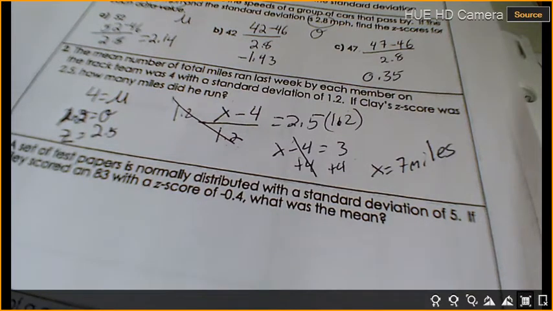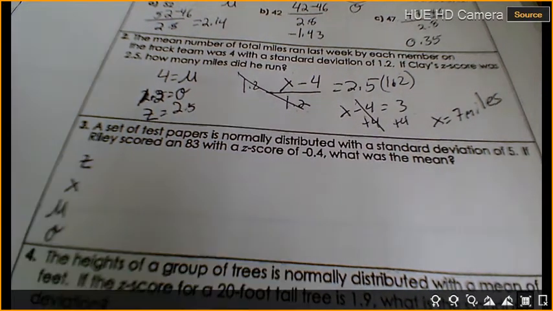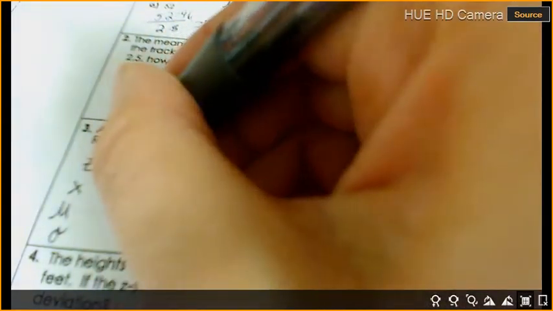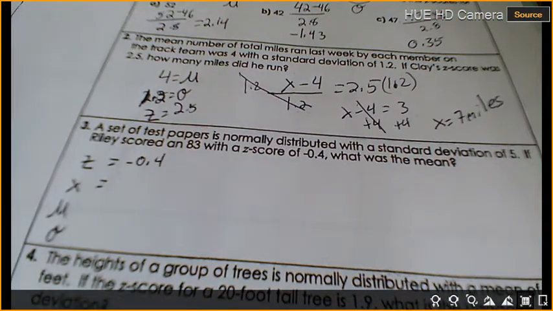Okay. A set of test papers is normally distributed with a standard deviation of 5. If Riley scored an 83 with a z-score of negative 0.5, what is the mean? So we're going to go through because we have 4 different things that we need for the equation. So in this case, do we have z? What's z? It says z-score of negative 0.4. Okay. Do we have what x is, what he scored? 83.